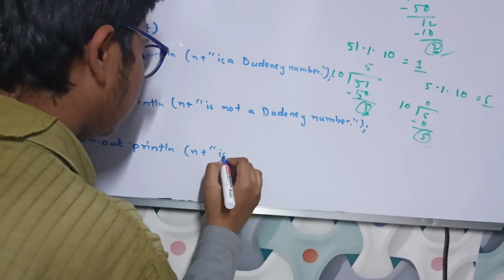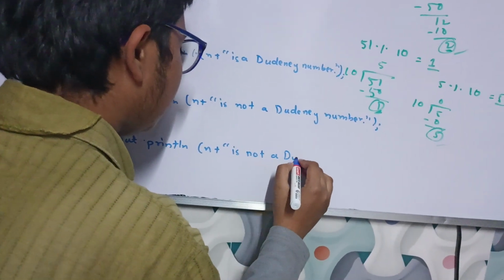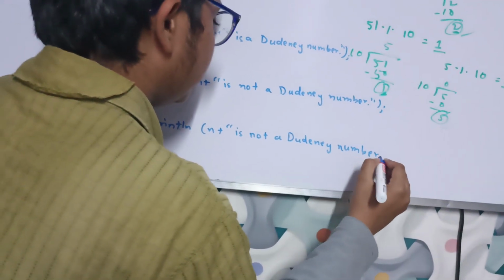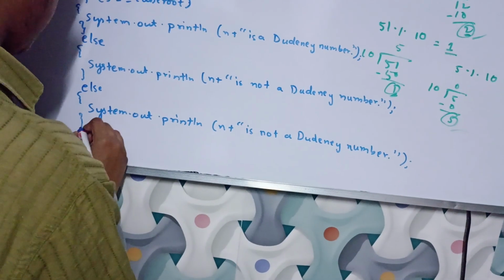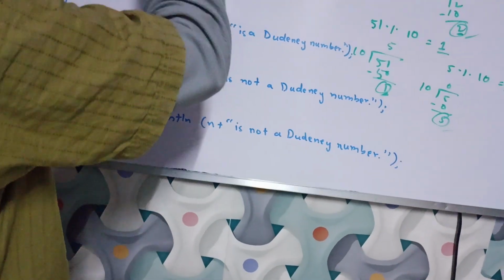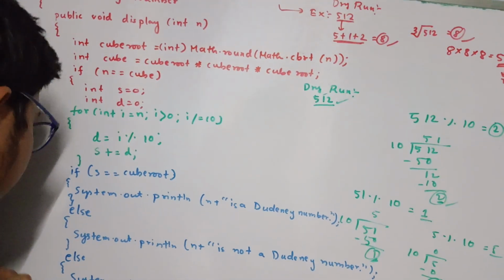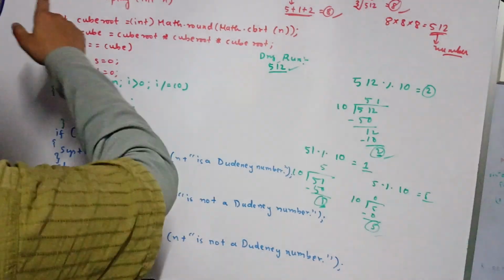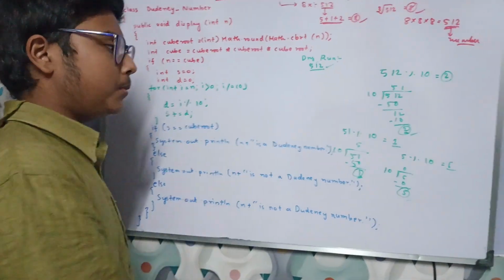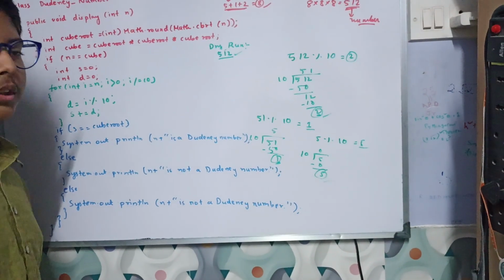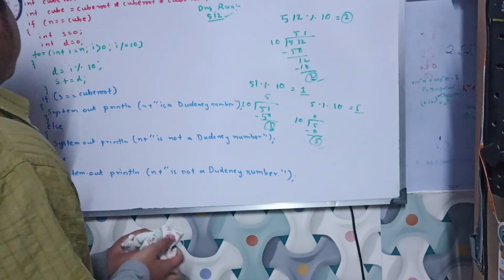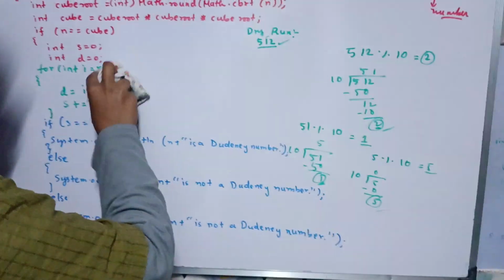Okay. So here you will write else System.out.println n plus is not a Dudeney number. And here we conclude the program by closing the bracket of this else, by closing the bracket of this public void class, and thereby by closing the bracket of the class. But still we have not concluded. Actually we did this program using for loop. Now let's do this program using while loop. So for this I will make just a few changes.